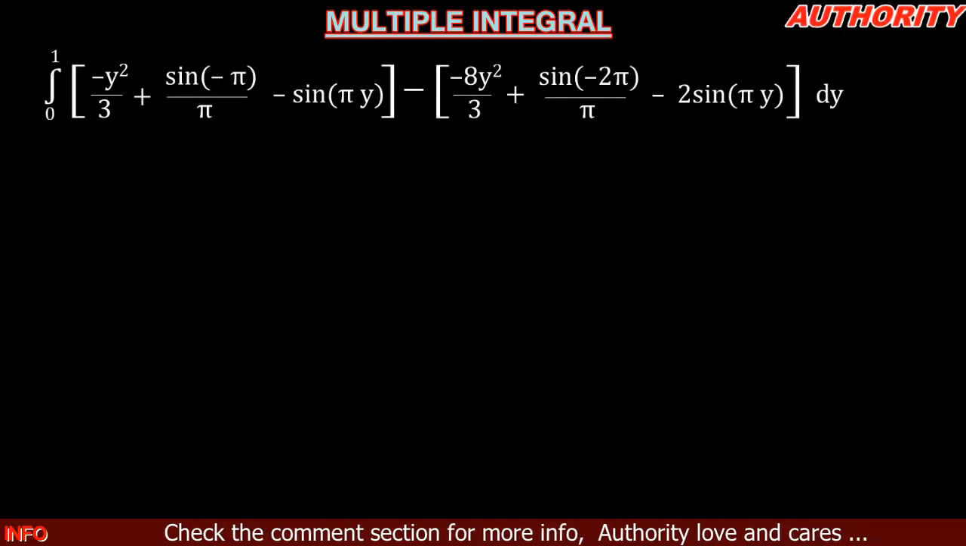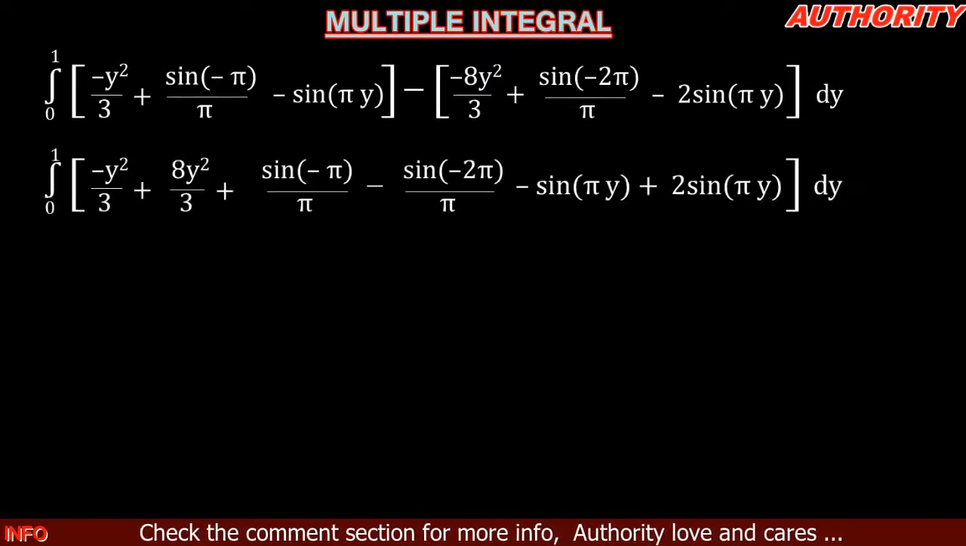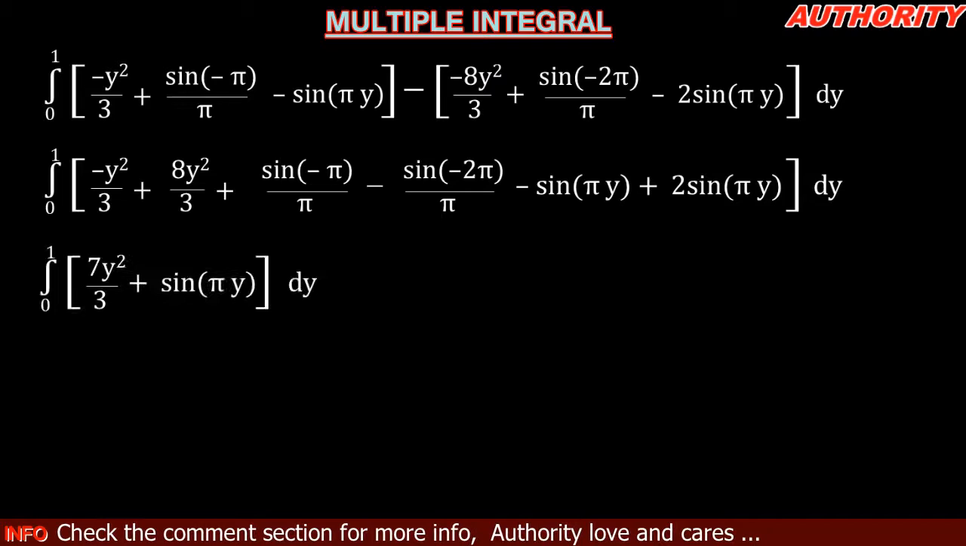You open the bracket and collect the like terms. So when you open the bracket and collect the like terms, you are going to have minus y squared all over 3 plus 8y squared all over 3 plus sine minus pi all over pi minus sine minus 2 pi all over pi minus sine pi y plus 2 sine pi y. Here we have minus y squared all over 3 plus 8y squared all over 3. When you combine this together, it's going to give you 7y squared all over 3.